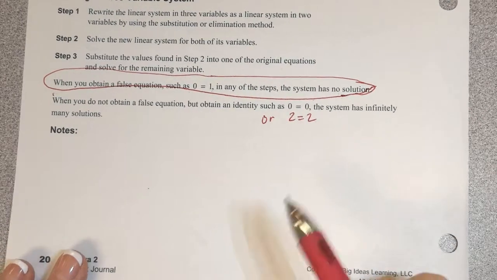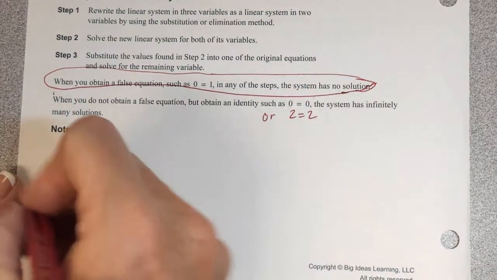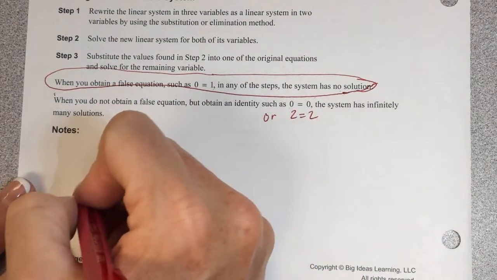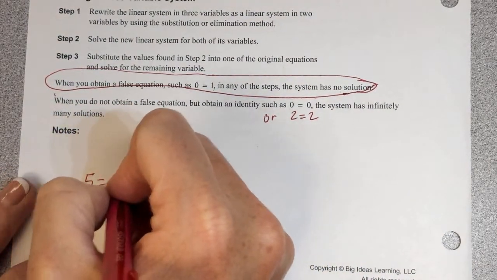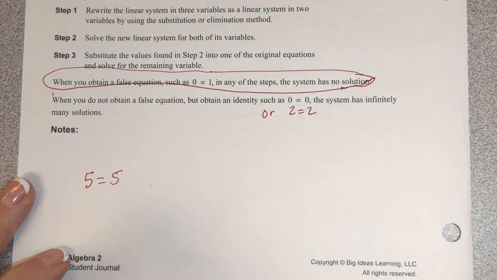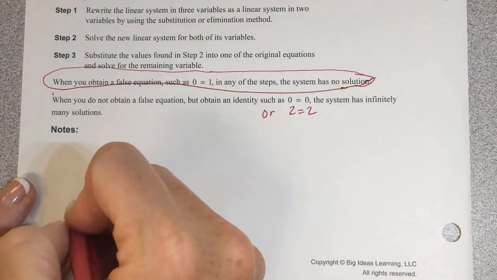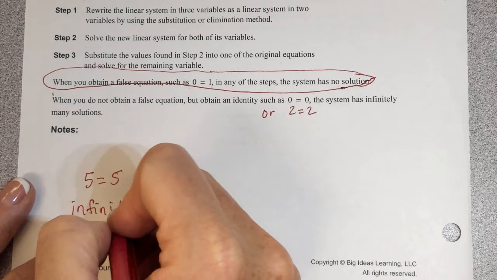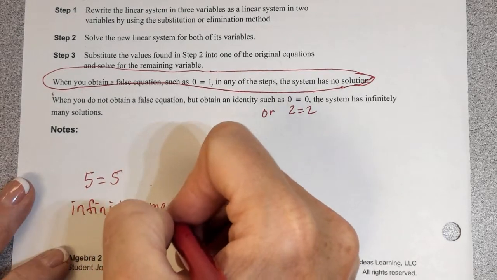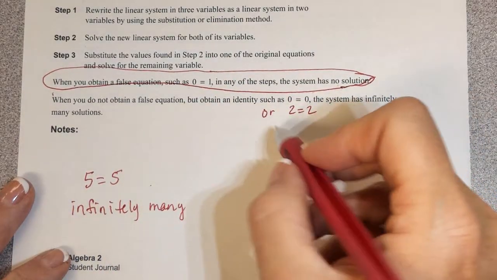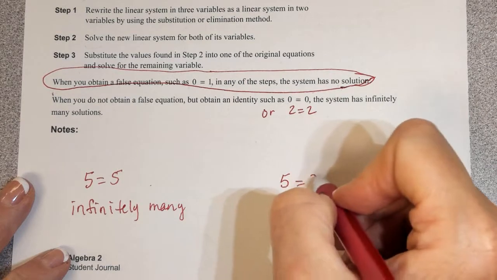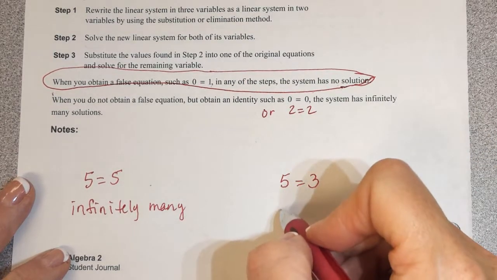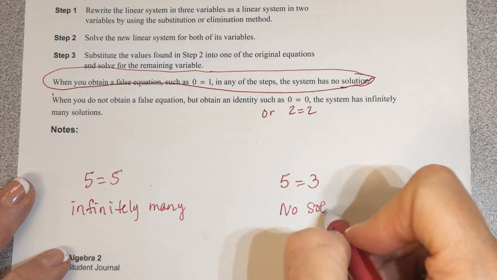Okay? So let's say we go through a problem, working, and we end up with 5 equals 5 at the end. What does that mean? Infinitely many. We're working a solution. We end up with 5 equals 3. What's that mean? No solution.